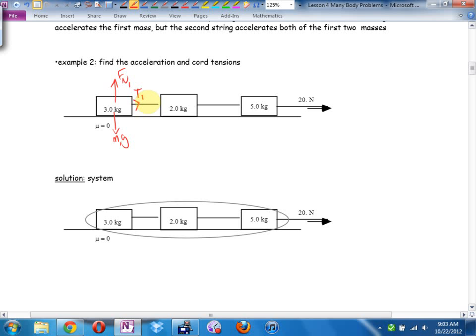Let's go to this 2 kilogram mass. What are the forces acting on it? Get the obvious one. I totally agree. And normal force number 2. What's pulling it forwards? Tension 2. What's slowing it down? Tension 1.